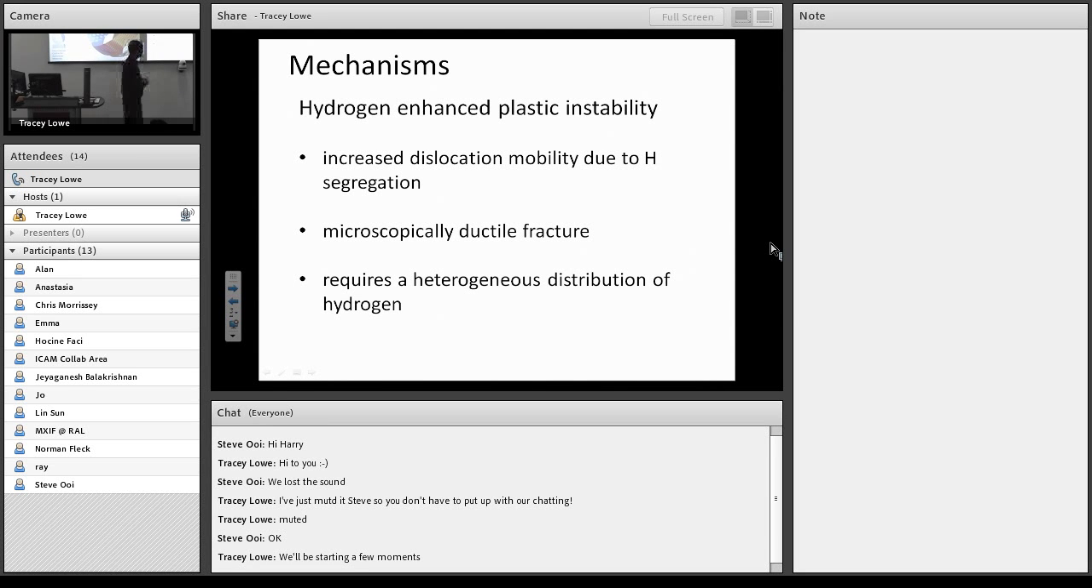So that is the mechanism which is quite fashionable, that you get localized plasticity, in other words, ductile failure. Okay, but like a shear instability when you fire a bullet at something, as soon as it starts to deform, that region gets hot and therefore it gets softer, and then you localize the plasticity. So this is known as the HELP mechanism, hydrogen enhanced local plasticity.